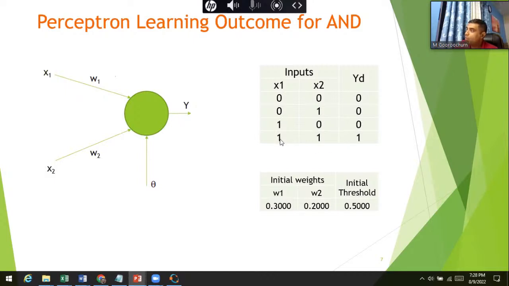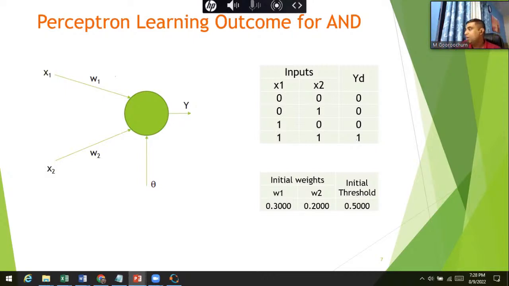And look at this one now. 1 times 0.3 plus 1 times 0.2 means 0.5 minus the threshold. So 0.5 minus 0.5 is 0. Step of 0 is 1. So step of 0 is exactly where it transitions into 1.